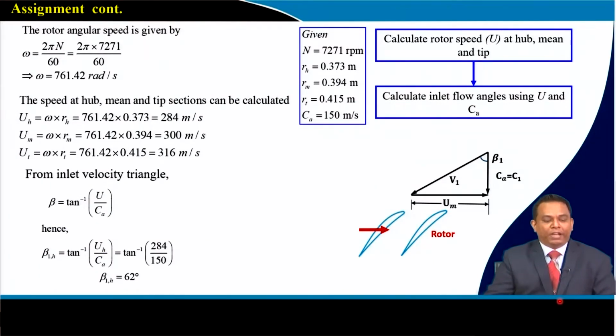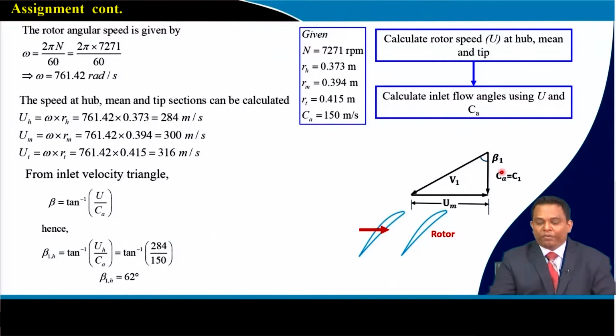The angular speed is given by omega equal to 2 pi N by 60. If I put my speed as 7271, that gives me my angular speed as 761.42 radians per second. Now at the different stations, hub, mean and tip, we can calculate our peripheral speed. This gives me my peripheral speed at the hub as 284 meter per second, at mid section 300 meter per second and at the tip section 316 meter per second.